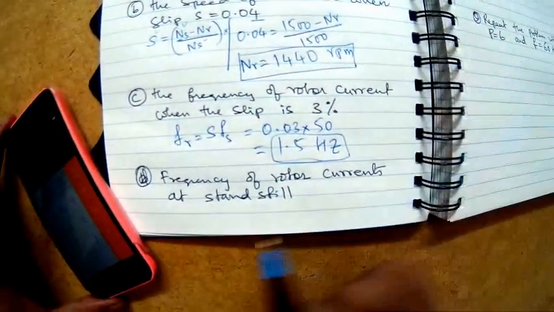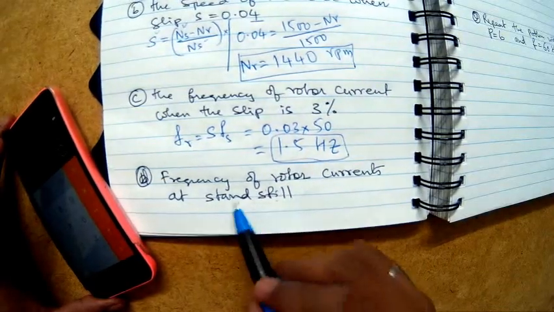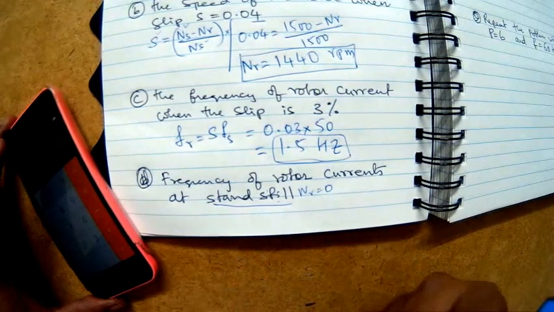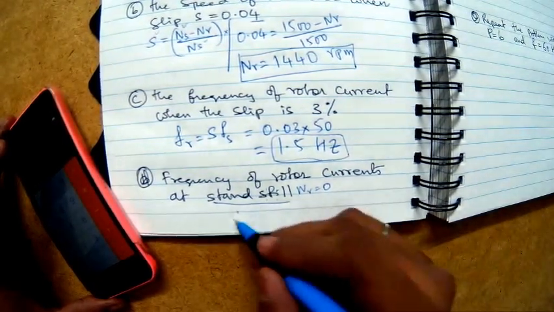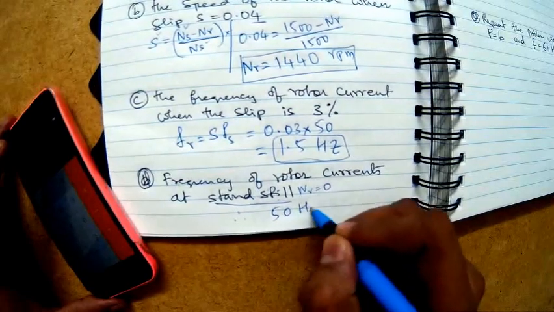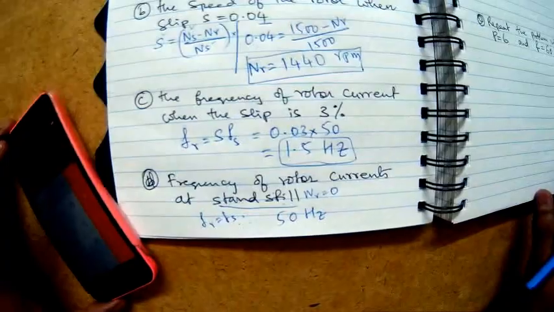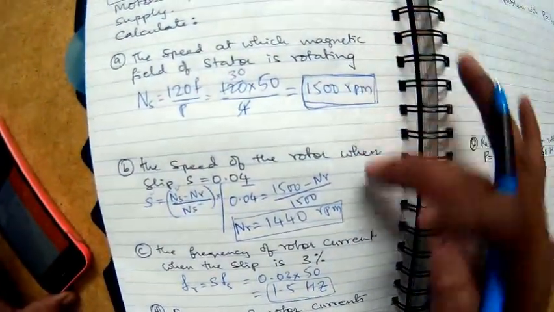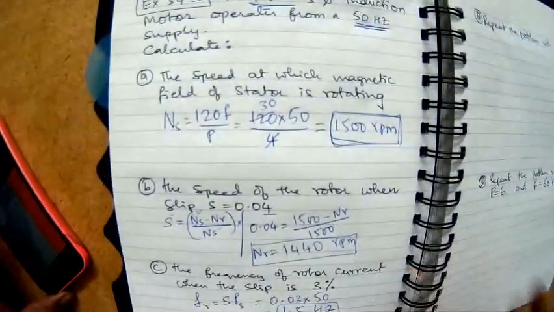And the last question, frequency of the rotor currents at standstill. Now at standstill, Nr equals 0, therefore the slip is 1, or 100%. Therefore the answer to this is again 50 Hertz. Fr will be equal to Fs because slip is 1. So this is the quick problem with 4 questions, and we have solved all of them.